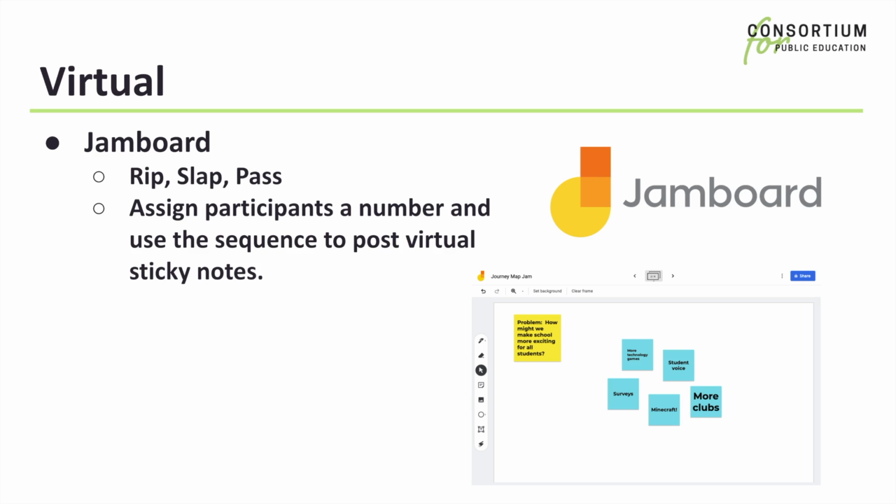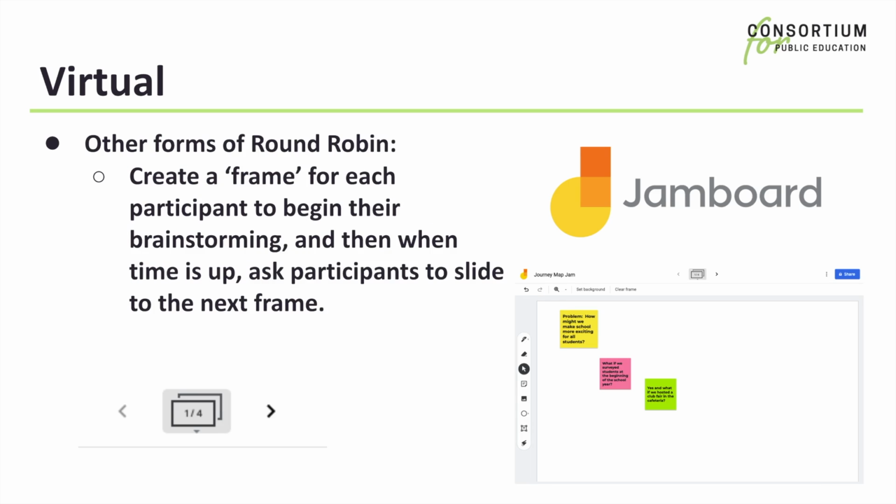Now, if you're working virtually, we recommend using a tool like Jamboard, particularly for Rip Slap Pass. You can assign participants a number in their video chat and use the sequence to post virtual sticky notes, taking turns. For other forms of round robin, you can create multiple frames in Jamboard for each participant to begin their brainstorming. And then, when time is up, ask participants to slide to the next frame. Moving from frame to frame is the virtual version of passing each paper.